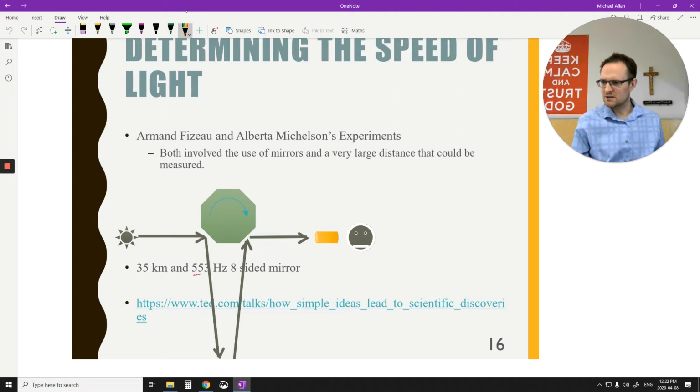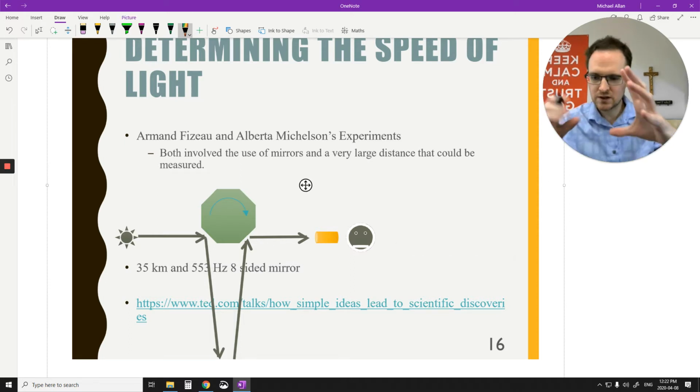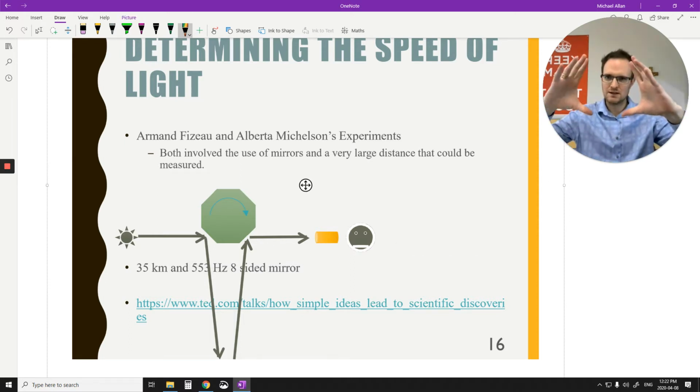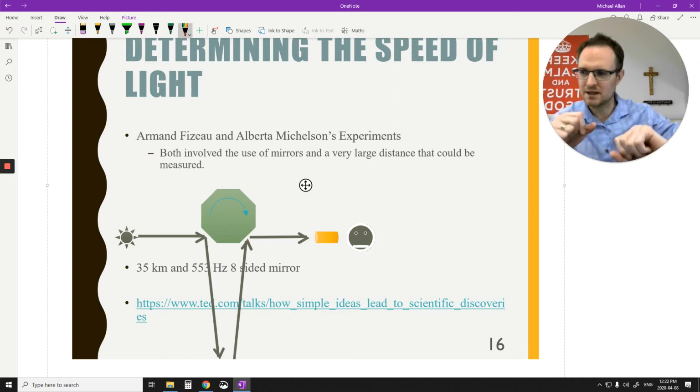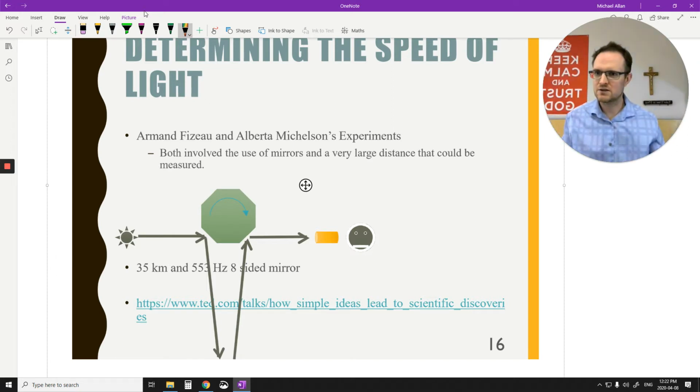We'll talk about that picture in a second. But this frequency, it's huge. It's 553 hertz, which means it's this rotating mirror. It's a pretty big picture. I'll grab a picture and pull it in a bit here. But this device, I'll just do it right now, actually.